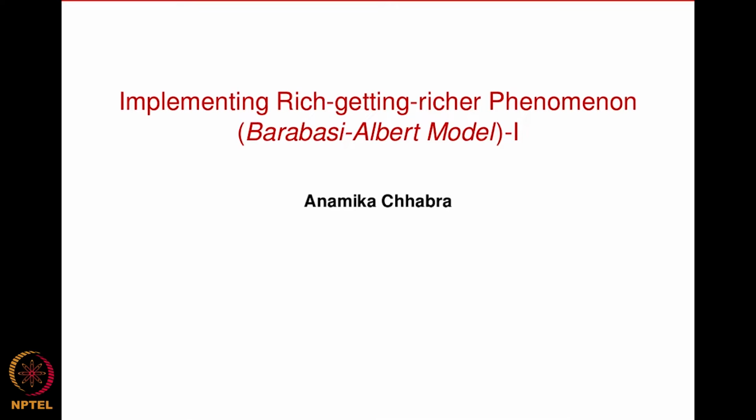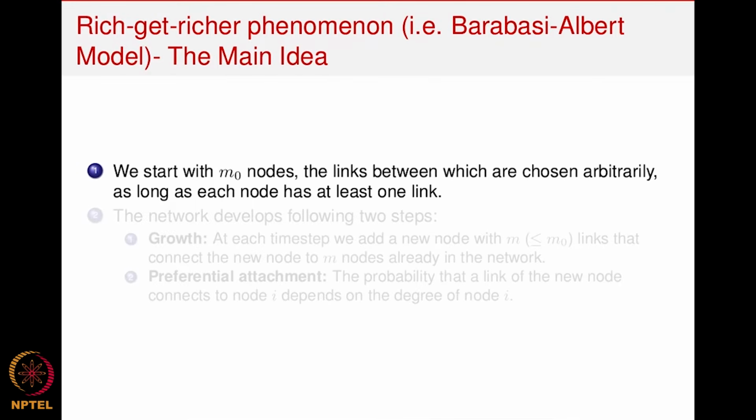Before we get into the steps of implementation, let's look at the main idea behind this concept. So the main idea is that we're going to start with some m0 number of nodes, and these nodes are going to have some edges across each other. The only condition is that every node should have at least one edge. This means that we start with an existing network of m0 nodes, and the new nodes get attached to this existing network one by one.